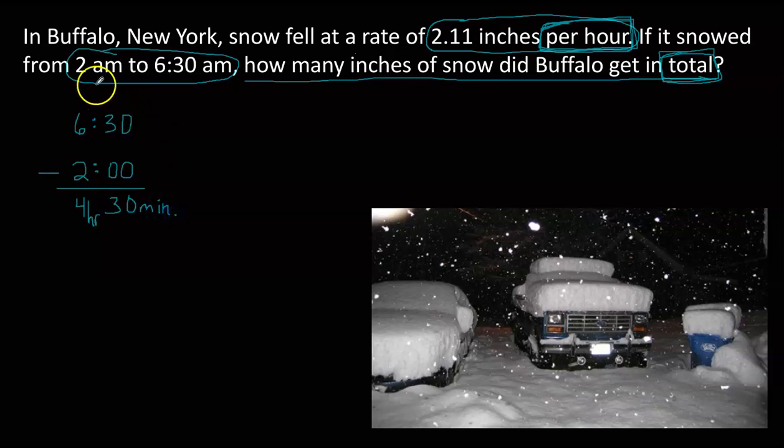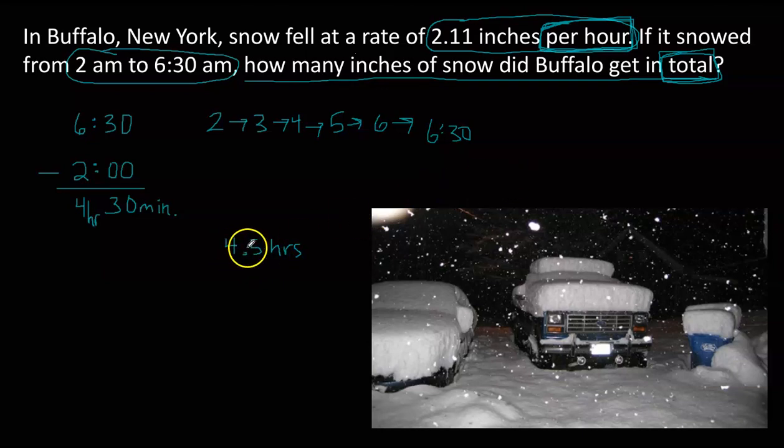You could have also just thought about that in your head. From 2 to 3, that's 1 hour. 3 to 4, that's another hour. 4 to 5, that's another hour. 5 to 6, that's 4 hours so far. Plus, to get to 6:30, that's an extra half an hour. So that's a total of 4 hours and 30 minutes, or we could say 4.5 hours, since 30 minutes is half of an hour.